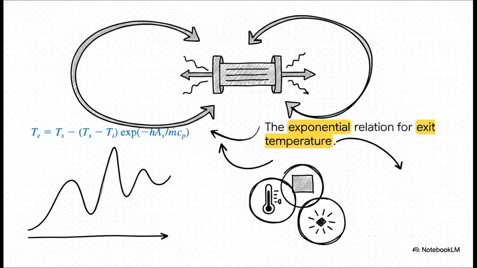Because of that asymptotic curve, the temperature difference between the fluid and the surface actually decays exponentially in the flow direction. So to find your exit fluid temperature in this specific scenario, you have to respect that decay. You'll use an exponential relation, one that factors in the heat transfer coefficient, surface area, mass flow, and specific heat, to calculate that exit temperature accurately.